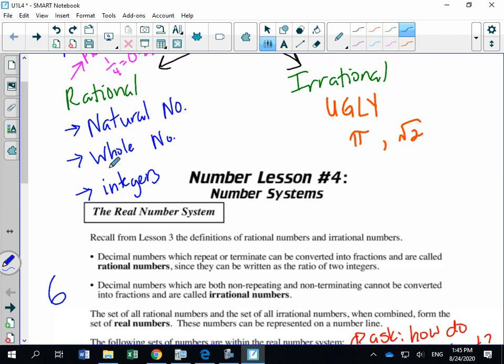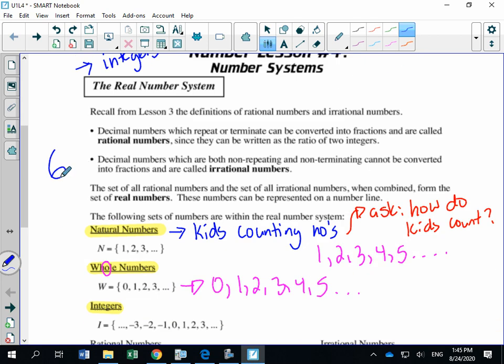And I'll give you an example. So you'd say, is this a natural number? Is 6 a kid's counting number? Yes, 6 is a kid's counting number. Is it a whole number? Yes, whole starts at 0. So this guy we would say is rational, and then we would say it's natural, and then I would add now whole to it, right?